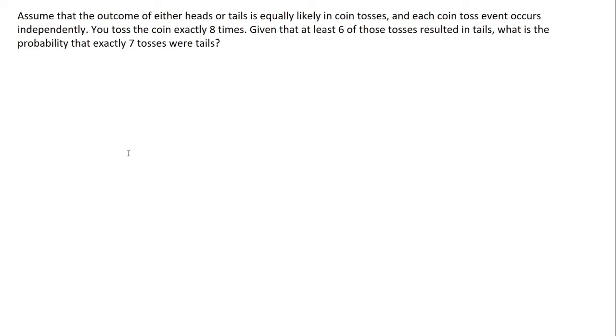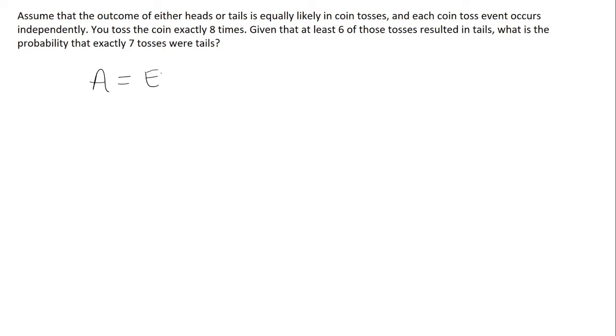So assume the outcome of either heads or tails is equally likely. Let's see, we toss a coin exactly 8 times. Given that at least 6 of the tosses resulted in tails, what is the probability that exactly 7 tosses were tails?